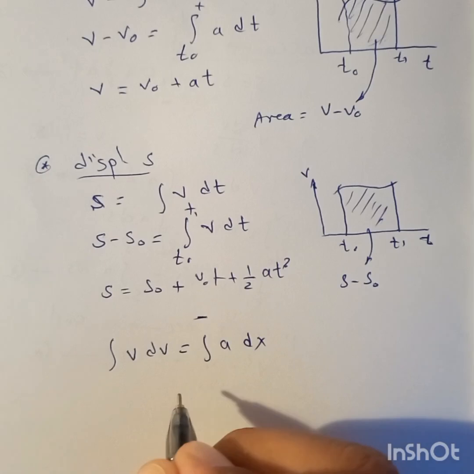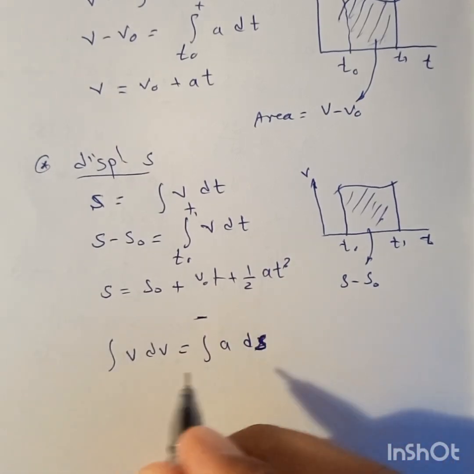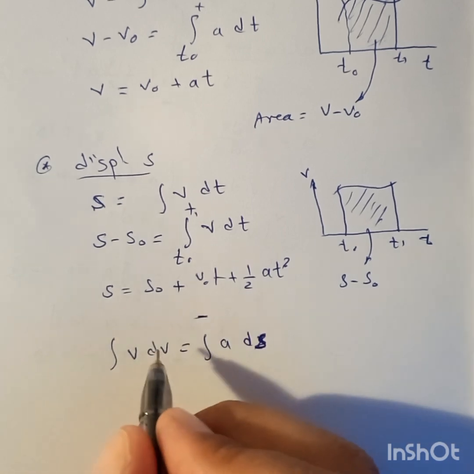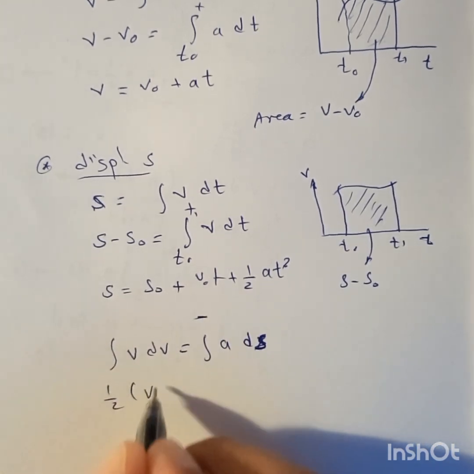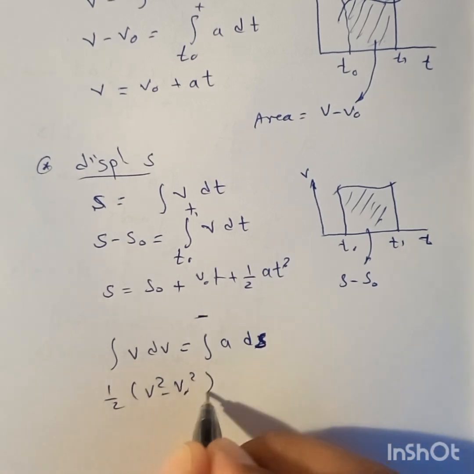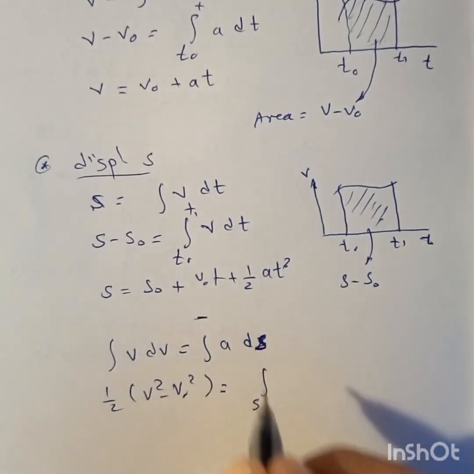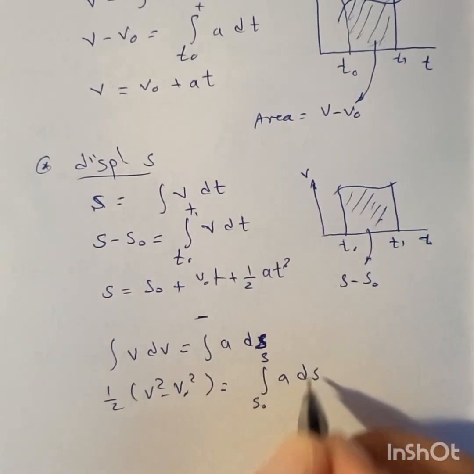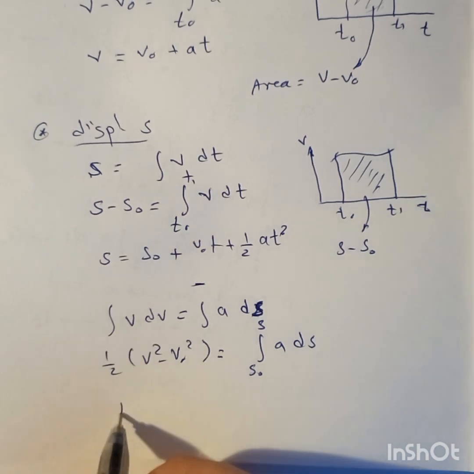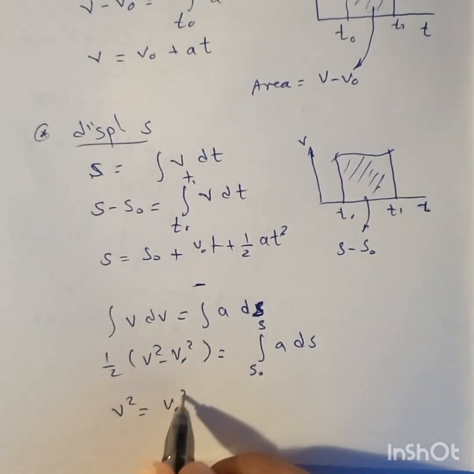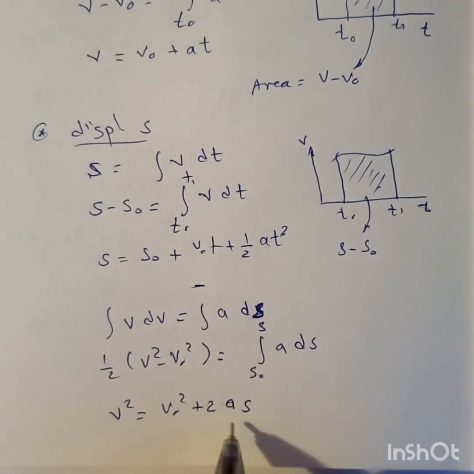And finally, we have this relation: the integral of v dv equals the integral of a dx, when v is a function of displacement s, where s or x is the same. Here, by doing the definite integration, we have half of v squared minus v naught squared equals the integral from s naught to s of a ds. In case acceleration is constant, we have v squared equals v naught squared plus 2as. We can use this relation.